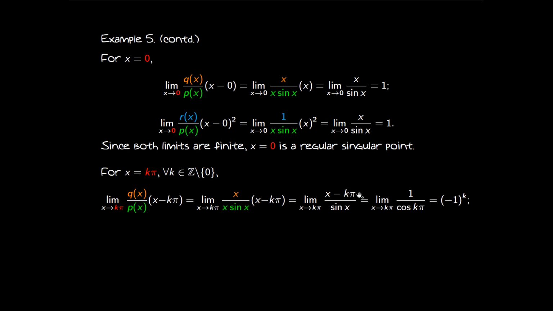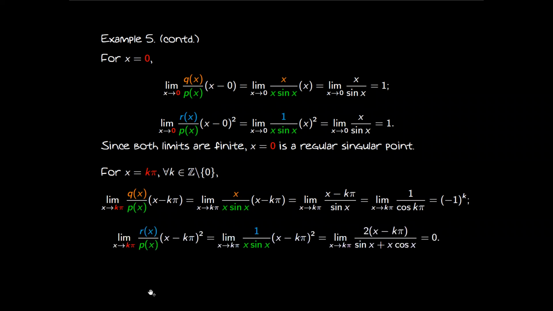So you can see the derivative of the numerator is 1, and the derivative of the denominator is going to be cosine x. Actually, sorry, here is supposed to be x, okay? But as x approaches k pi, you do have 1 over cosine k pi here. And we know cosine k pi is actually going to be (-1) to the k's power. Namely, when you have even multiples of pi, you get +1, and for odd multiples of pi, you're going to get -1.